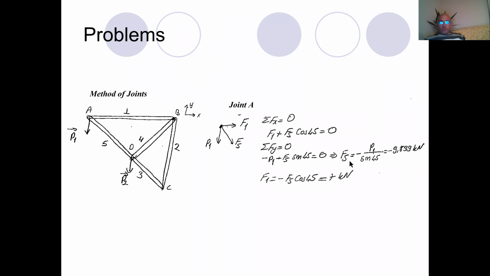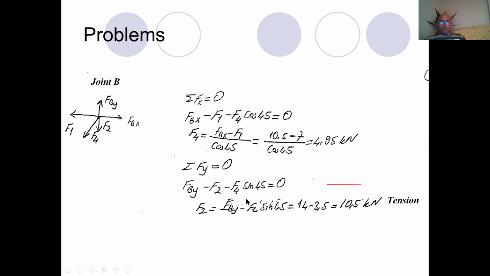Now, since we know the F5 from the first equation, we can calculate F1. F1 is then minus F5 multiplied by cosine 45. So this gives us the value of 7 kilonewtons for the force in member 1. And the positive sign tells us that it is tension.